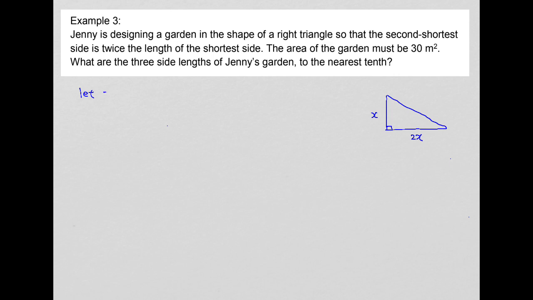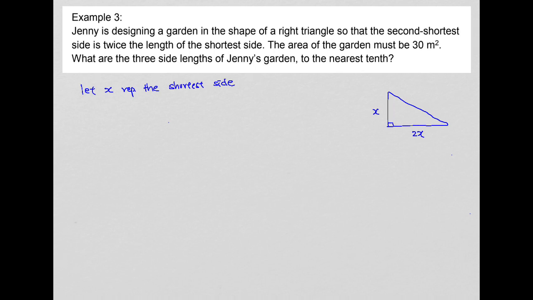So we say let x represent the shortest side. But if you do that, that really means it can be the color, it can be the smell, it can be whatever, right? So you have to be more specific. You have to say let x represent the length of the shortest side, and you have to include the units too, in meters.